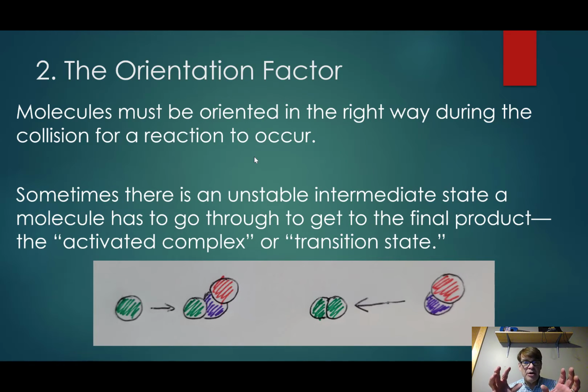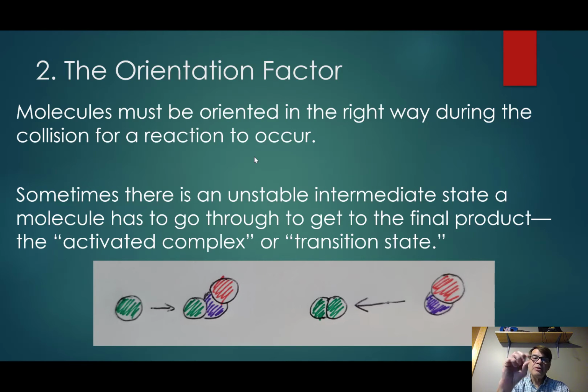Sometimes there's an unstable intermediate state that a molecule has to go through, so it has to get halfway. Let's say you're trying to flip those mailbox flags. You're trying to knock that mailbox flag up. So you're trying to hit it. You got to get it going, and maybe sometimes it's halfway, but once it's halfway, you're going. That's not a great example, but basically sometimes there's a middle shape to the molecule that it has to go through in order to get to the final product.